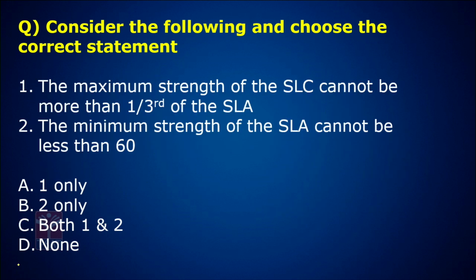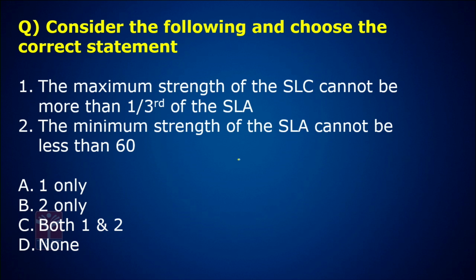Right. Let's see the last question. Consider the following and choose the correct statement. The maximum strength of the council cannot be more than 1/3 of the assembly. The minimum strength of the assembly cannot be less than 60. Okay, this is a very tricky question.